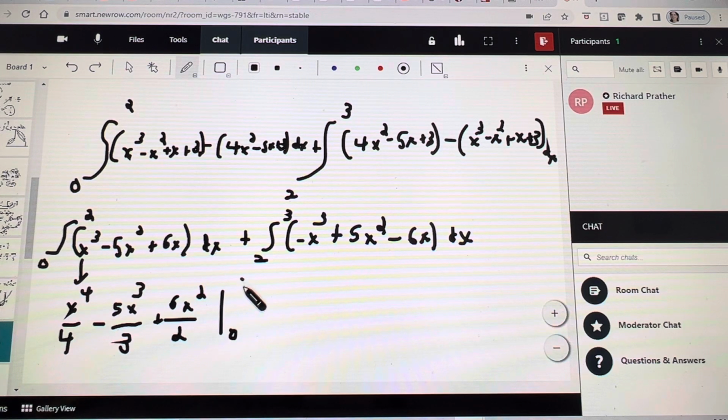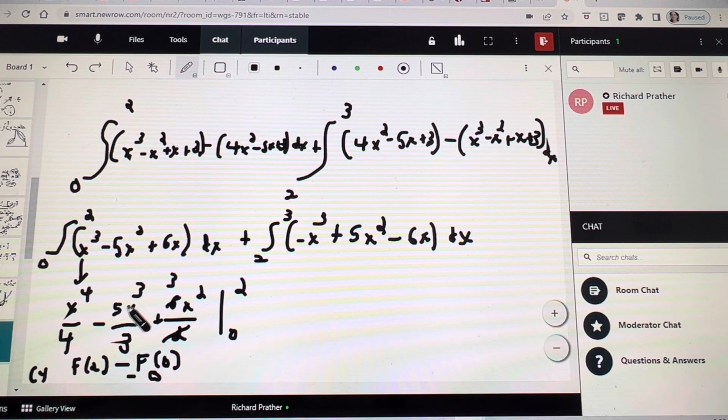From 0 to 2. And 2 can even go into 6 3 times. So big F of 2 minus big F of 0 is this portion. Luckily, big F of 0 is 0 because plugging 0 into each x makes them all go to 0. So that's definitely minus 0 right there. So 2 to the 4th is 16. 16 divided by 4 is 4. 2 cubed is 8. 8 times 5 is 40. 40 does not divide by 3, so we need to leave it minus 40 over 3.